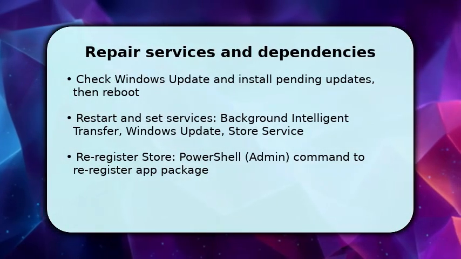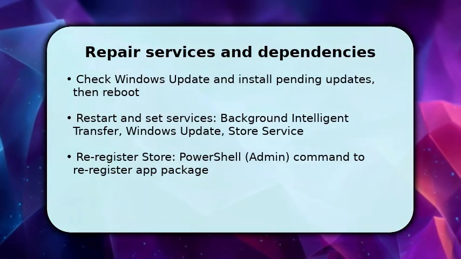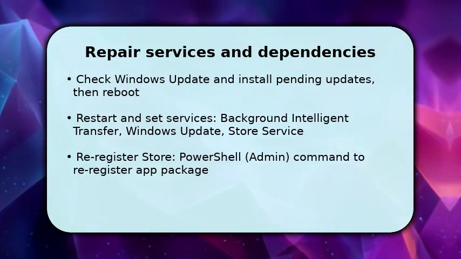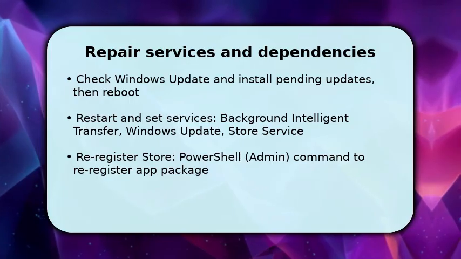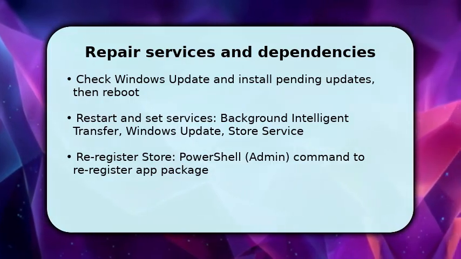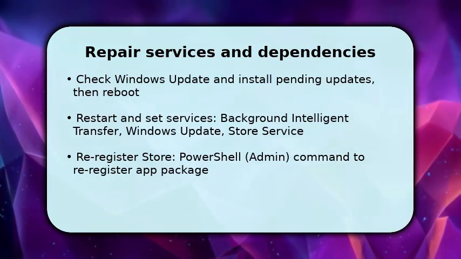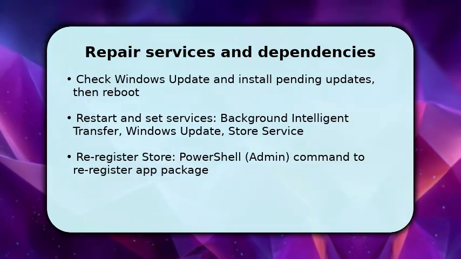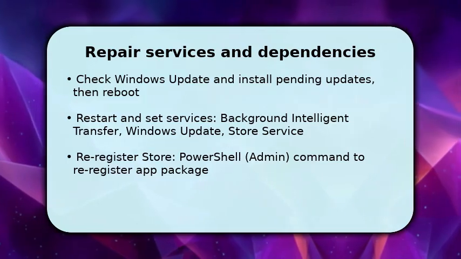Next, you'll tackle services and app registration, which often cause the block. Start by installing any pending Windows updates and reboot. Updates restore compatibility and fixes. Then open Services and ensure Background Intelligent Transfer, Windows Update, and Store Service are running and set to automatic. These handle downloads and licensing.